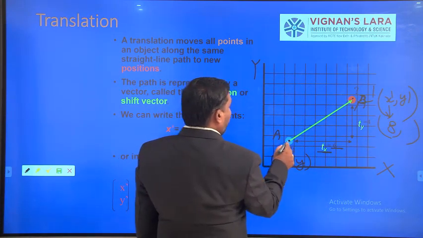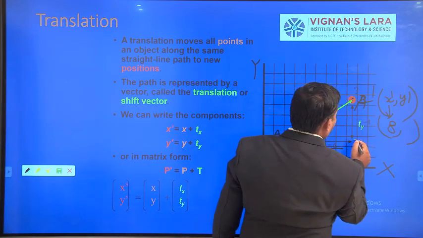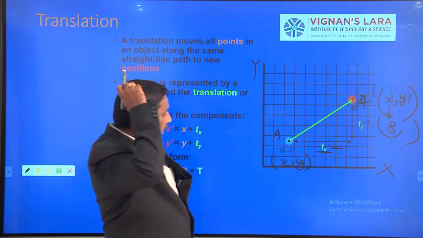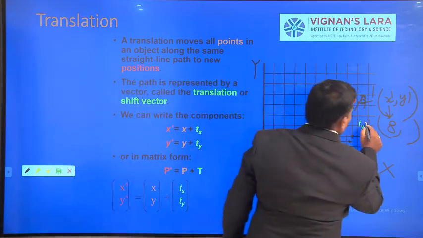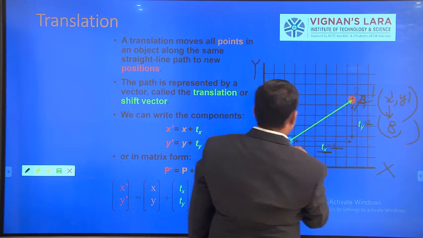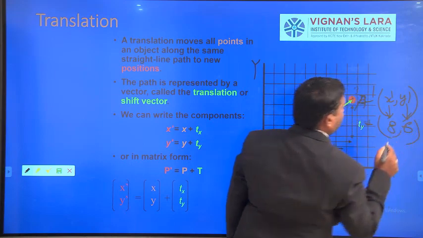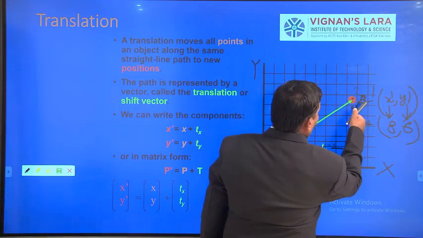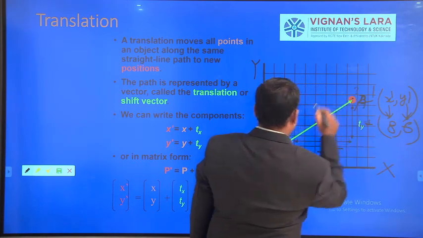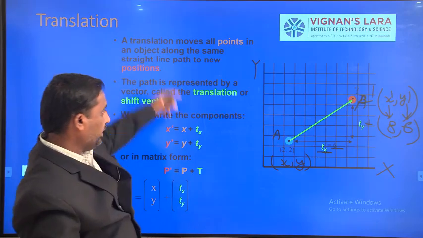Next, initially y value is 2. How many units do we have to translate to A dash? That is 4 units. That means initially 2 plus 4, that is 6. So y dash value is 6. That means final coordinates of the point A are 8, 6. Initial 2, 2, and final coordinates are 8, 6. That is what he has explained here.